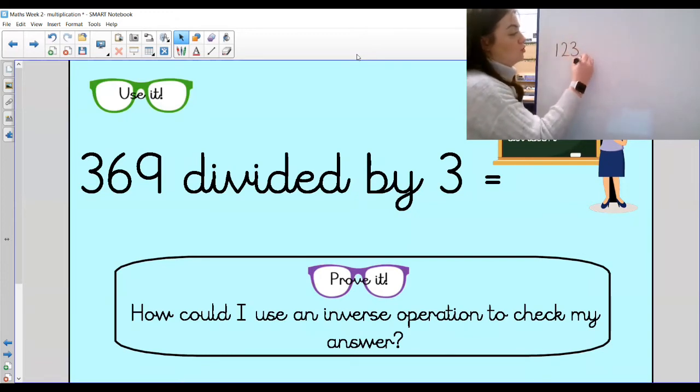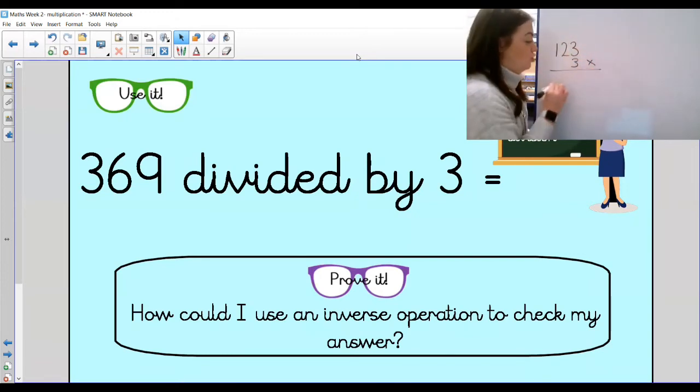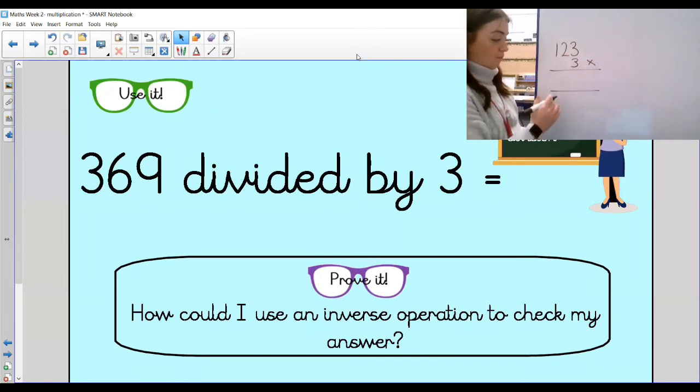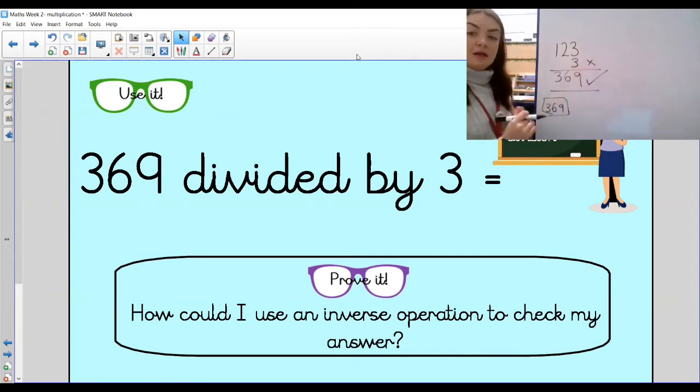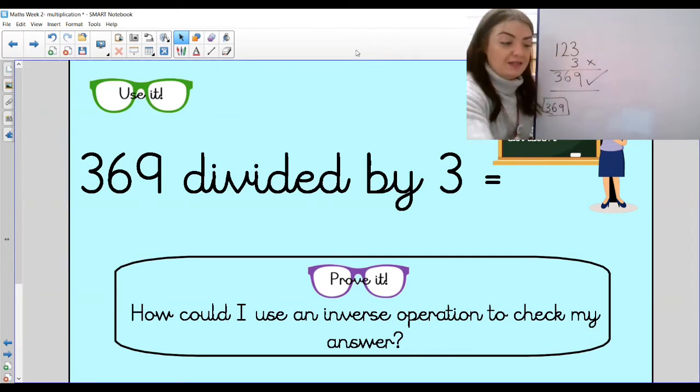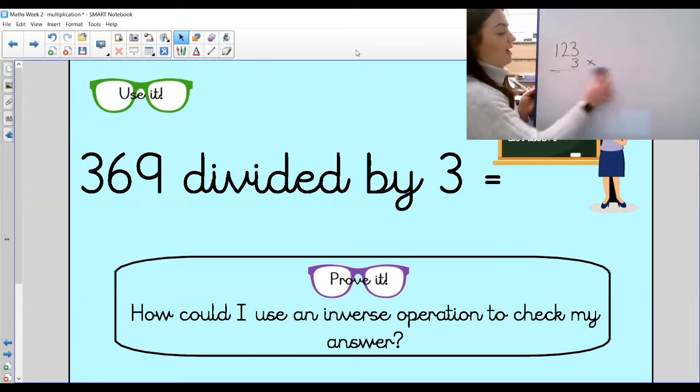And I know that you are all brilliant at your short multiplication now, so we can have a little go. If I do 123 times 3, it should give me my original whole, which was 369, so let's put that down to see if we get it right. 3 times 3 is 9, 2 times 3 is 6, 1 times 3 is 3. There's my little inverse to check my answer. So fantastic, well done to you if you got that correct.